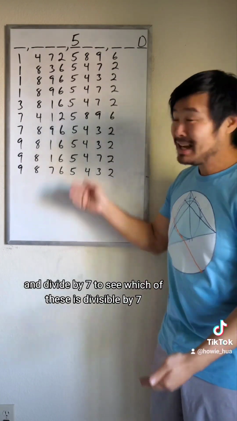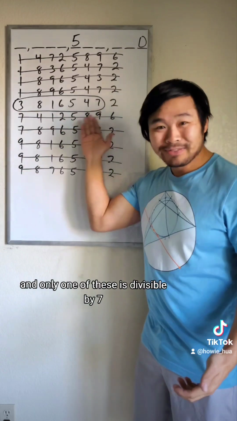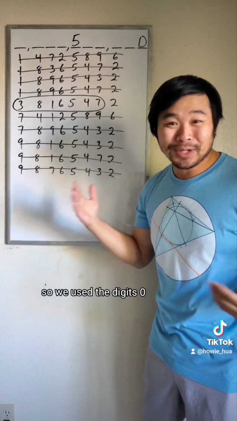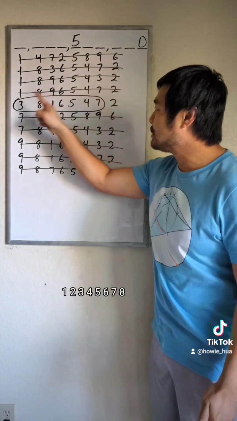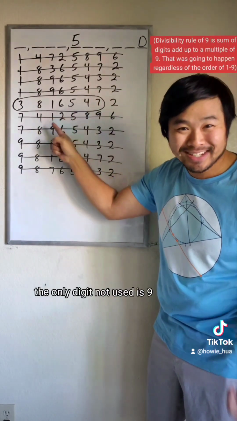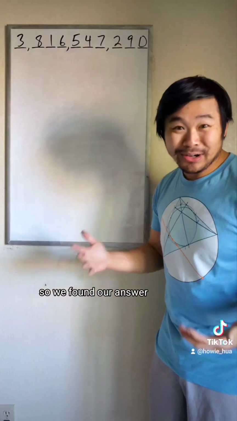Now I'm going to take a look at the first 7 digits as a whole number and divide by 7 to see which of these is divisible by 7. And only one of these is divisible by 7, so we found our answer. So we used the digits 0, 1, 2, 3, 4, 5, 6, 7, 8. The only digit not used is 9, so 9 belongs in the 9th digit. So we found our answer.